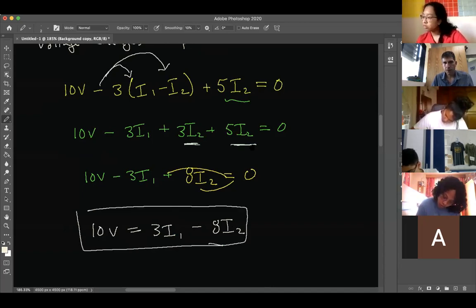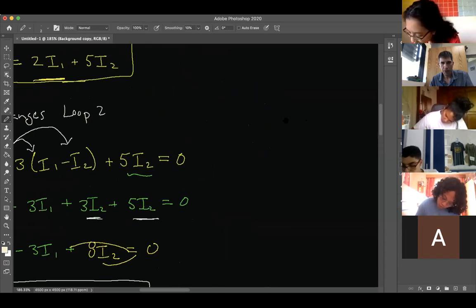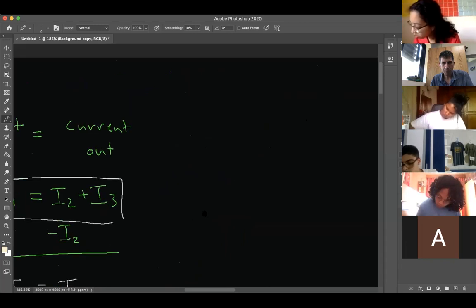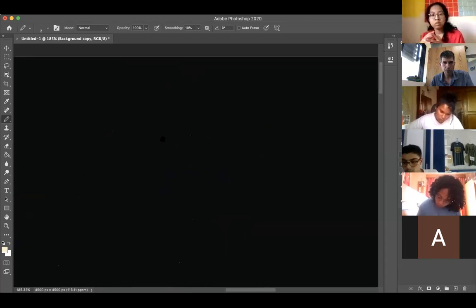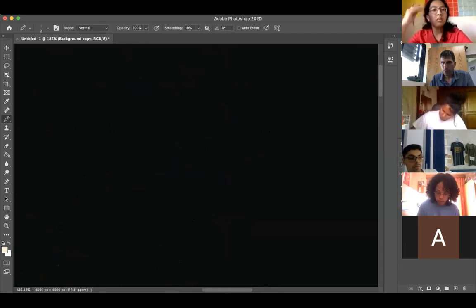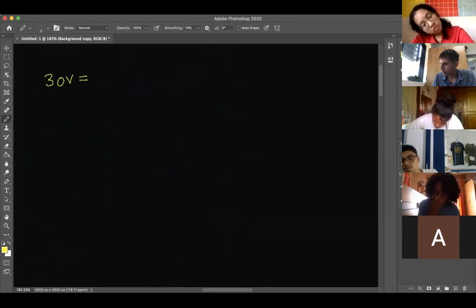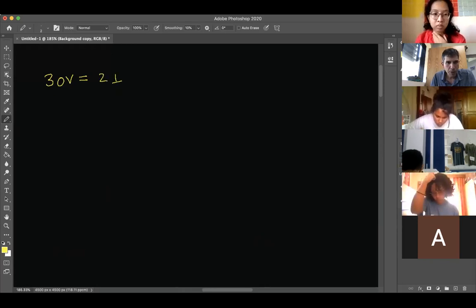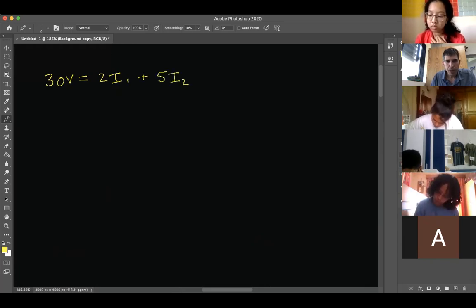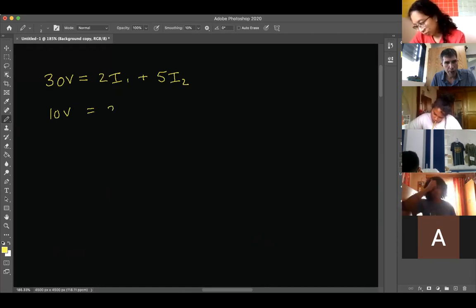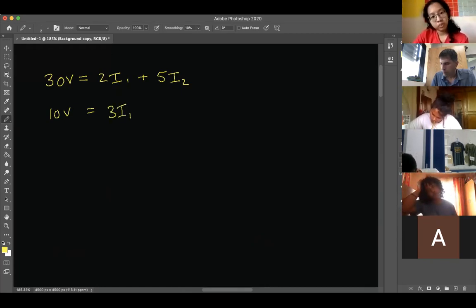All right. And I'm going to just rewrite those equations right over here so that we can work with them. All right, so if I'm writing these down correctly, I should have, so make sure I don't make a mistake writing this down. I think the first equation was 30 volts equals 2I1 plus 5I2. And I think the second one we wrote as 10V equals 3I1 minus 8I2.